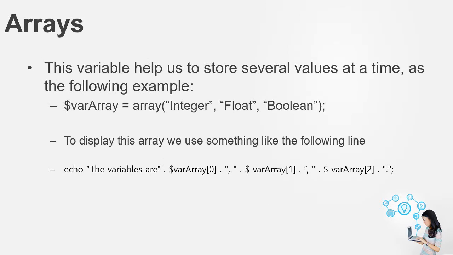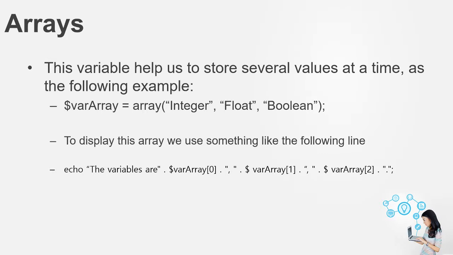Arrays help us to store several values at a time, as in the following example. For example, if I want to store more than one value, this is what we're looking for. In the array, I'm putting three values, but we can put many of them. For example, in the array I have an integer, a float, and a boolean.